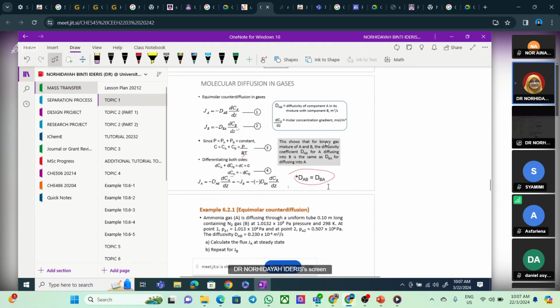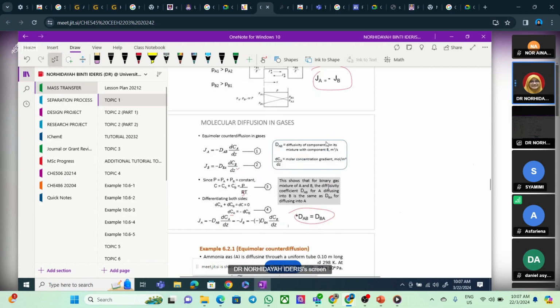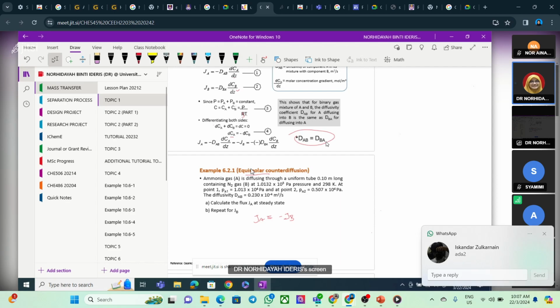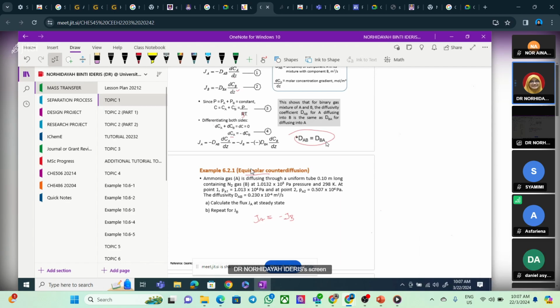All right, that's the first thing. And then the second one is that you need to calculate the flux of JA, and usually the question for the equimolar counter diffusion, you need to prove that JA is equal to negative JB. So if the question of the equimolar counter diffusion relates to calculation, it's a bit easy because you just need to use the equation and put the values inside the equation to solve the problem.